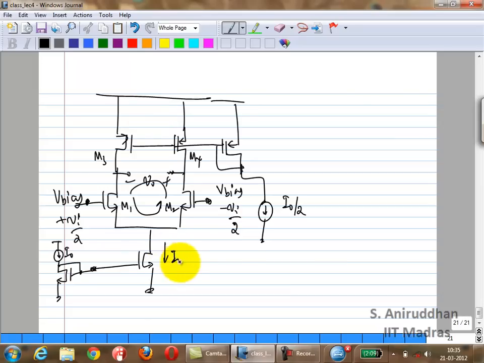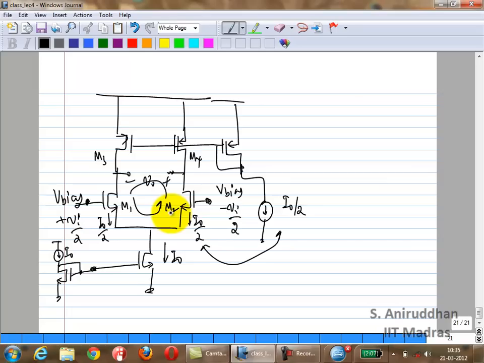So this is I naught, so you have I naught by 2. What happens if these two currents are not equal? Why? I have I naught by 2, I naught by 2. Let us say I have not connected anything at the output. A common mode signal will produce a differential voltage.